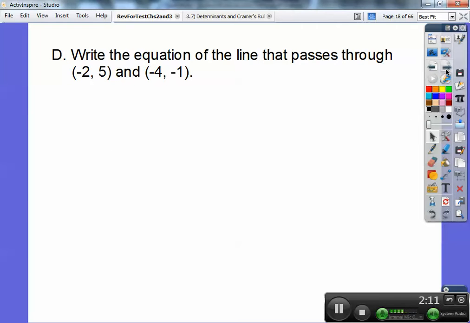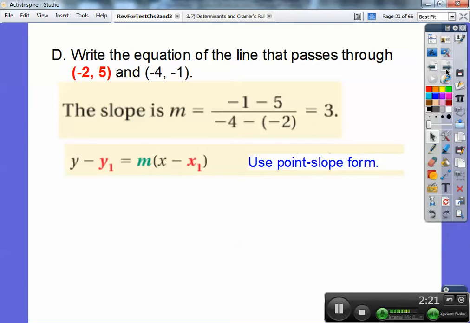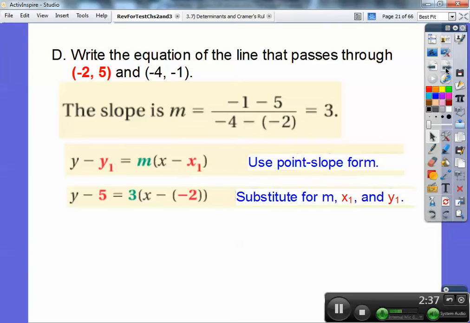Okay, so write the equation of the line passing through that given pair of points. All right, first we've got to do the slope formula. So the slope is 3. And then I'm going to use point-slope form, you guys. y minus y sub 1 equals m times x minus x sub 1. And you can use any point that you want. I'm going to choose to use this point right here. So I'm going to substitute this in right here and substitute that 5 in right there. And then go ahead and solve for y and put it in slope-intercept form.